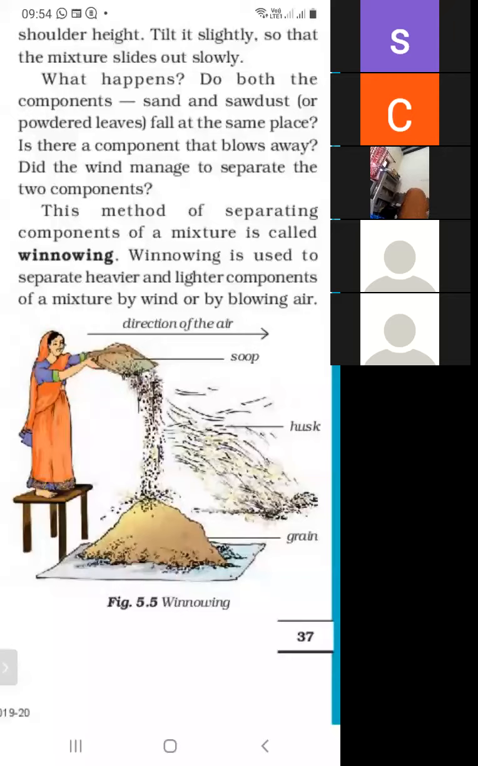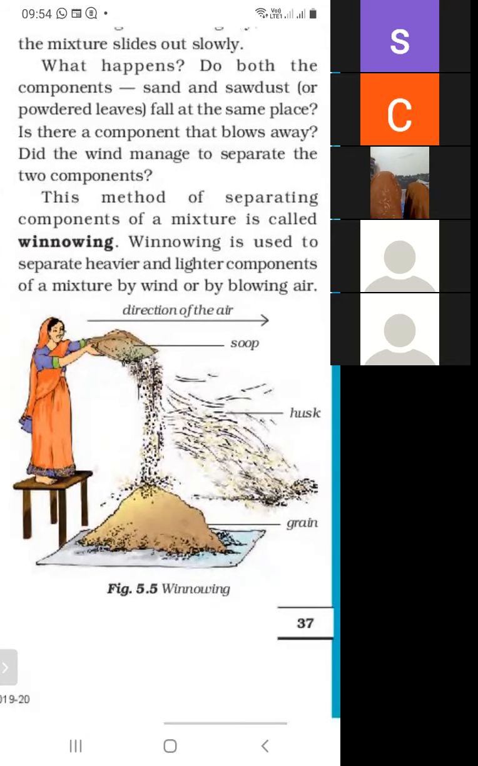And how can winnowing be done? Winnowing is done with the help of wind. And winnowing is used to separate heavier and lighter components. So it is used if one component is heavier and the second component is lighter. With the help of wind, we can separate heavier and lighter components. So this is the process of winnowing.